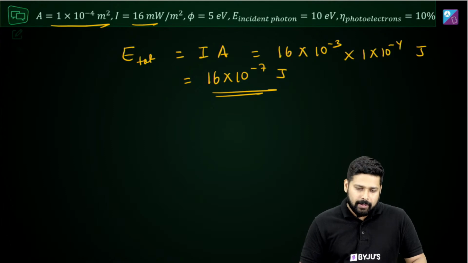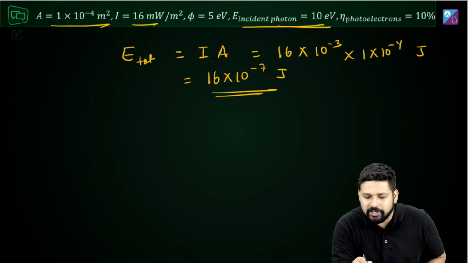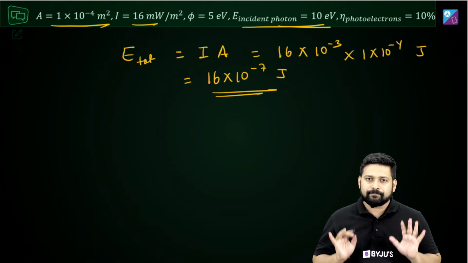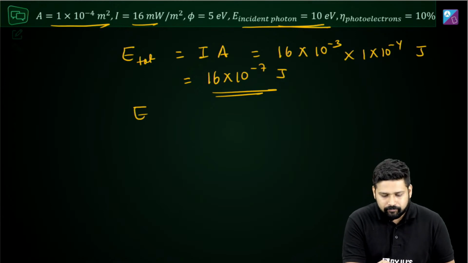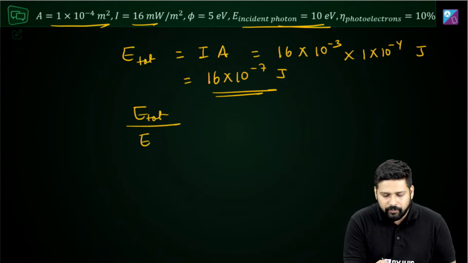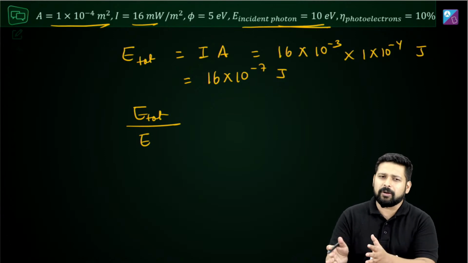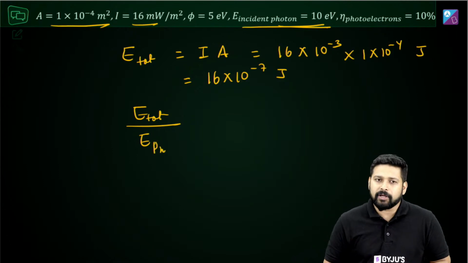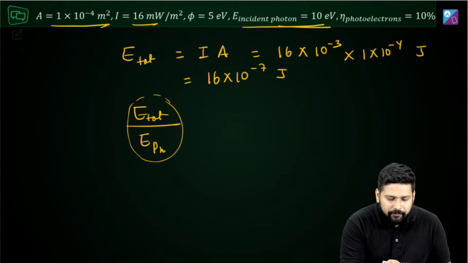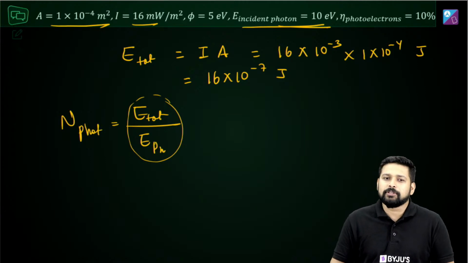Correct? What is the energy of one photon? एक incident photon का energy कितना है? 10 electron volts. Correct? Last में सब कुछ को electron volts में convert कर देंगे. So energy total divided by energy of one photon, या फिर if you want you can also divide this with 1.6 into 10 to the power minus 19 और यहीं पे you can do it, right? So this will be energy of one photon, correct? This will give you number of photons, right?